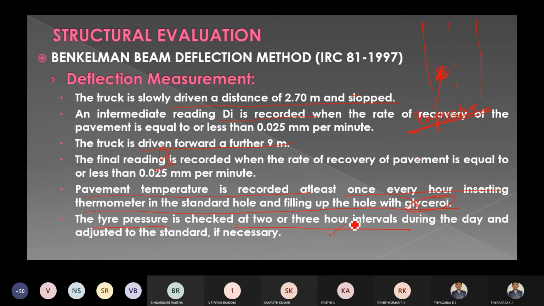Then tire pressure should be checked at least at 2 or 3 hour intervals during the day, and if it is not proper, it will be adjusted. So 5.6 it should be there. If it is not there, we are going to adjust it. Okay, is it clear?